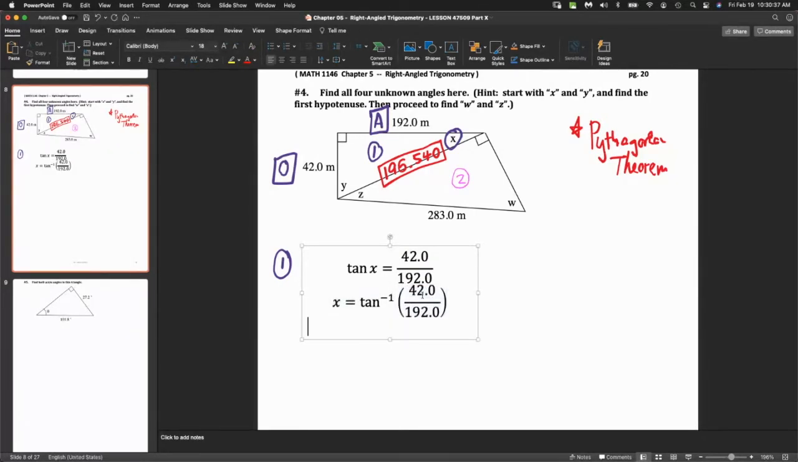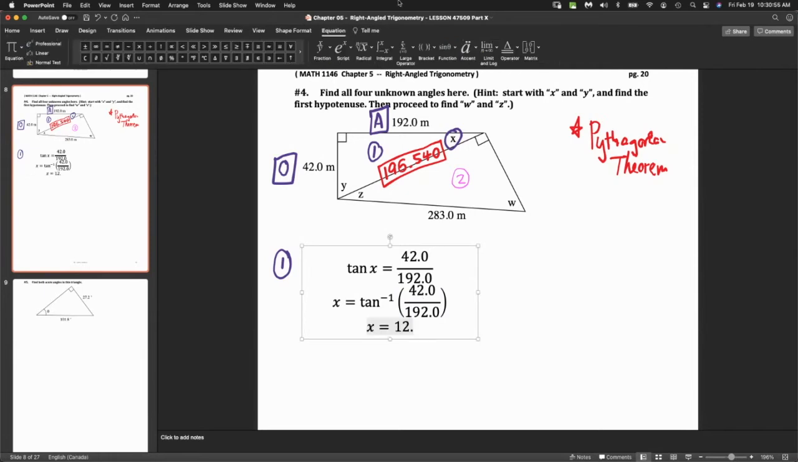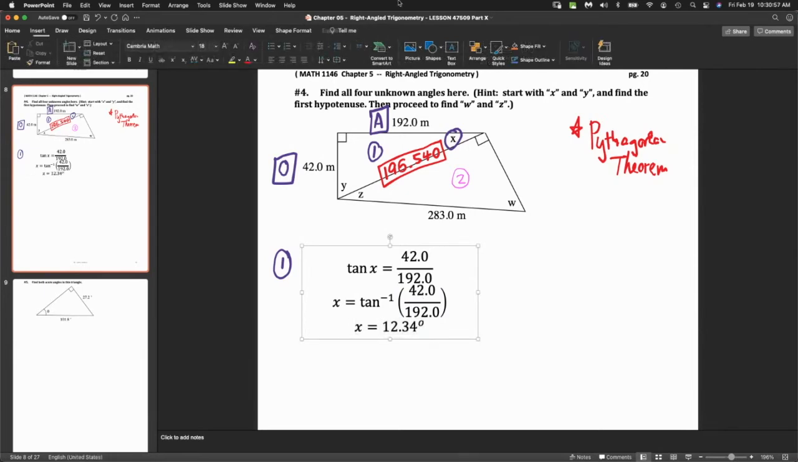Very strange. Anyway, so 12.34. How do you get y?